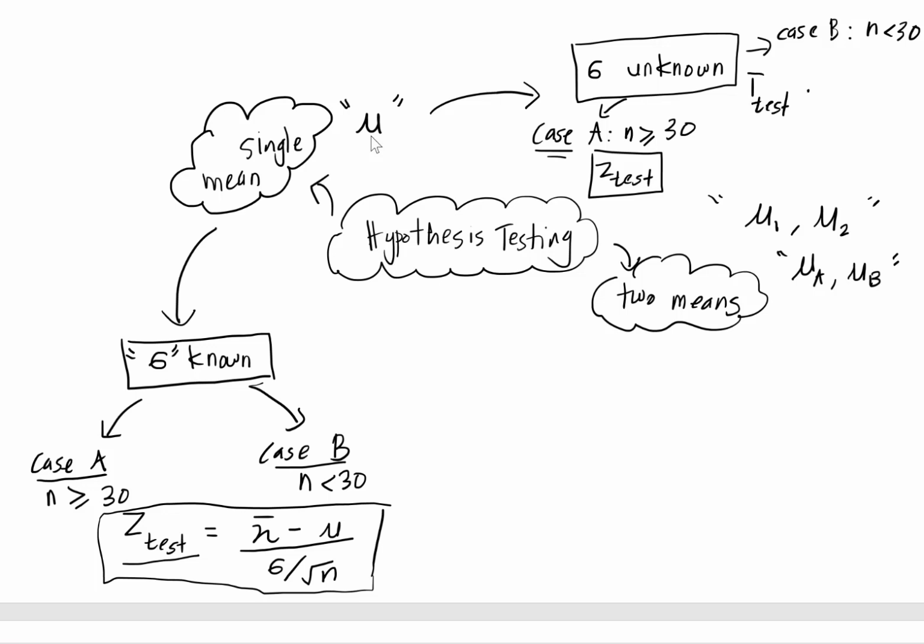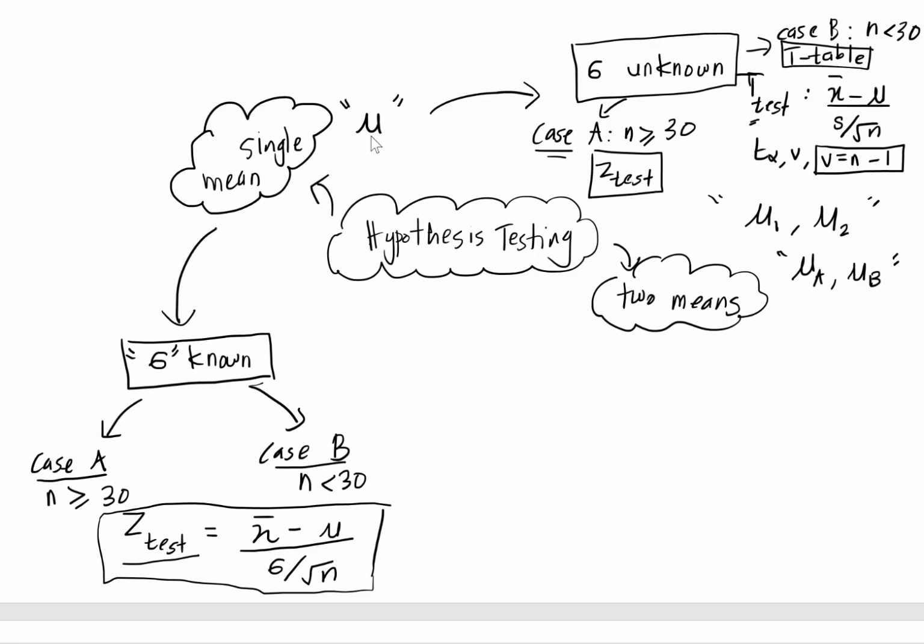For case B, in which n is less than 30, we are going to use the t-test. The formula is the same, but for the t-test, your alpha is different depending on the question, and your v is equal to n minus 1. That means n is the number of samples minus 1. So for the t-test, you are going to use the t-table.